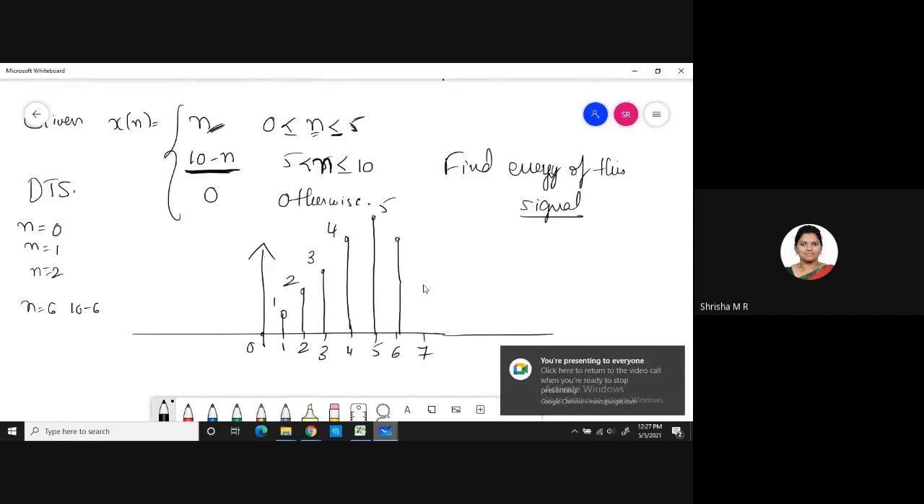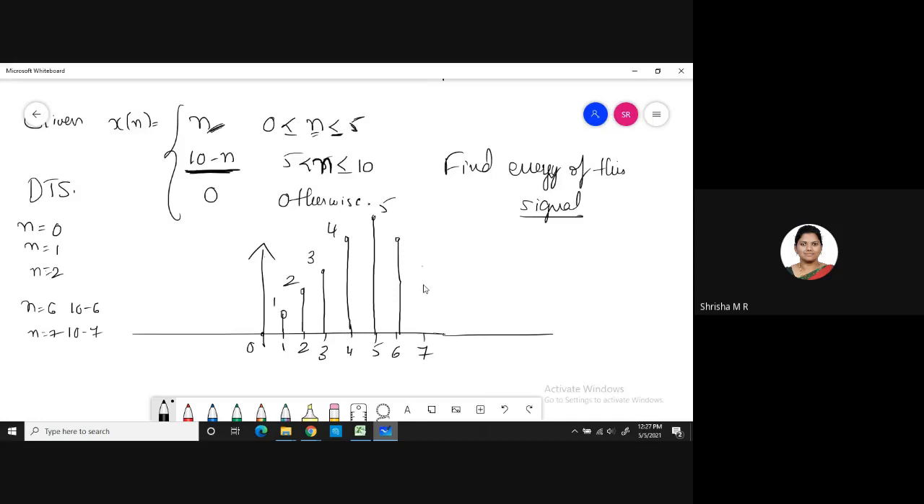So at n is equal to 7, it will be 10 minus 7, that would be 3. At n is equal to 8, the signal will be 10 minus 8, it will be 2 units. At n is equal to 9, it will be 1 unit. At n is equal to 10, it will be 0. And it is 0 otherwise. For all other values of n, from minus infinity to 0, it is 0. And for other values also, from 10 to infinity, it is 0. This is the given signal x of n.